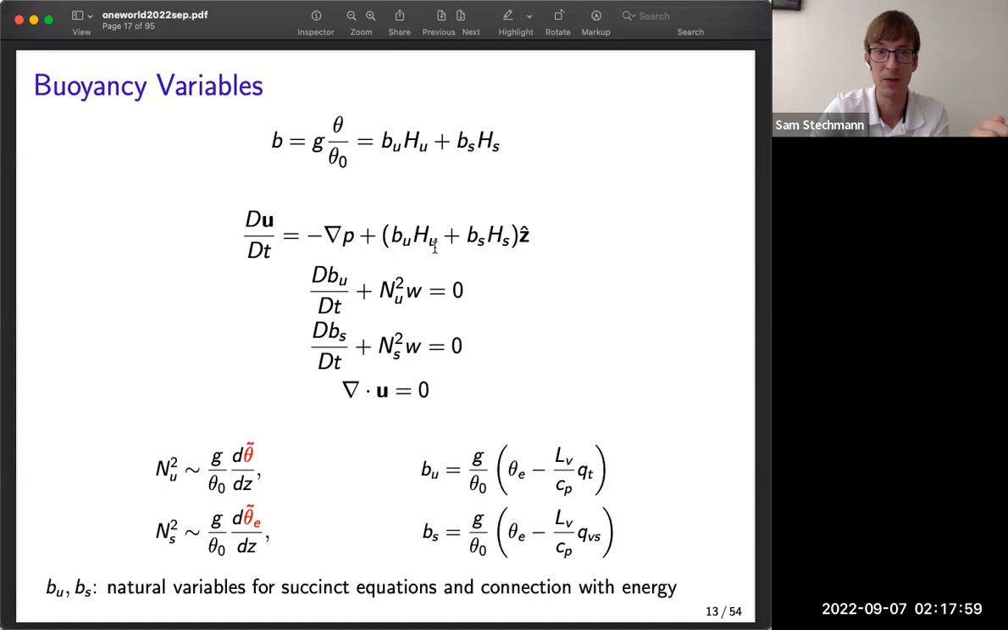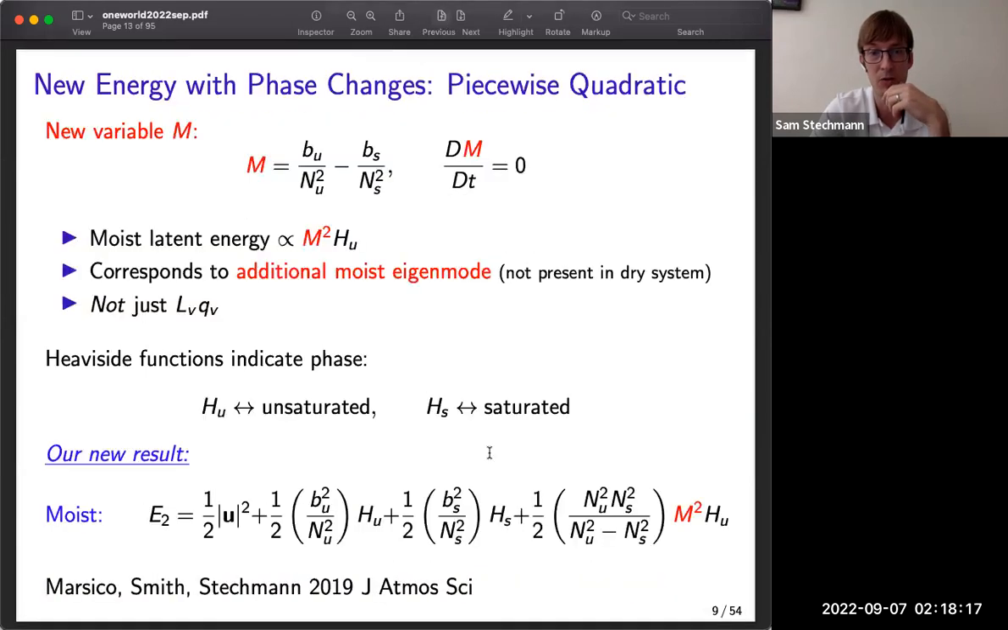If I just had HU equal to 1 all the time, then I don't have any clouds, and this BU variable is like my usual dry buoyancy. And so now you can see maybe where this version of the energy comes from, if I go all the way back. It's because this looks exactly like the quadratic dry energy if I were in this unsaturated phase, and this looks like the quadratic energy if I were cloudy everywhere. And then the tricky piece is this m squared part of the energy.